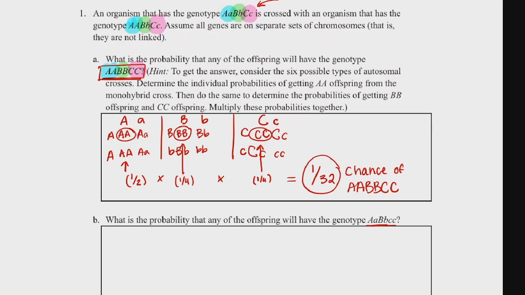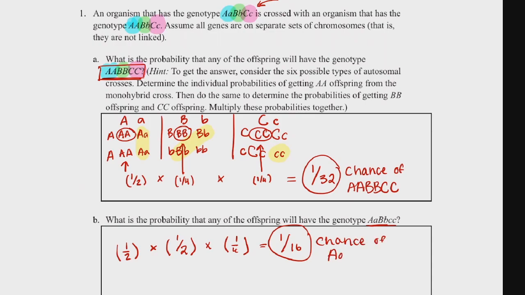So in this box, we have a half chance probability of getting big A, little a, a half chance probability of getting big B, little b, and a fourth chance probability of getting little c, little c. So then we just multiply those together, and this would give us the answer of a 1/16th chance of getting the genotype of big A, little a, big B, little b, and little c, little c.